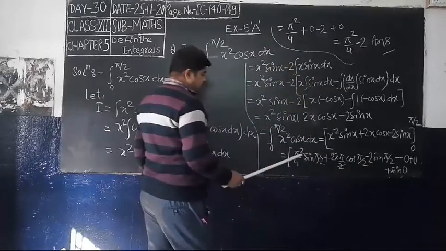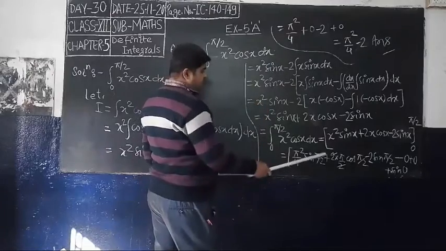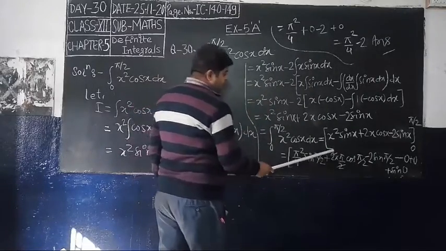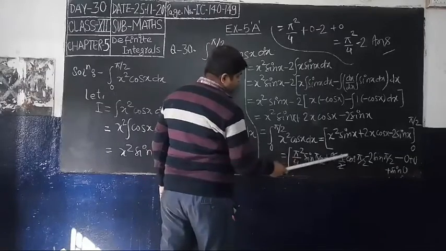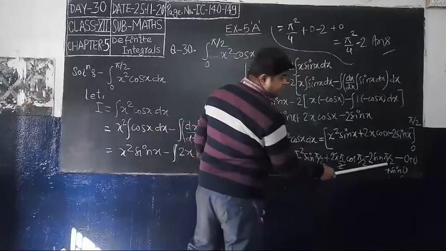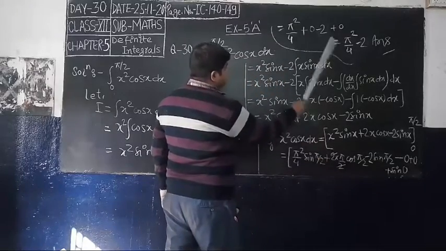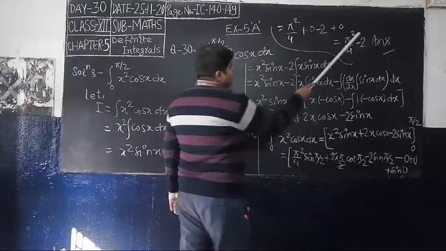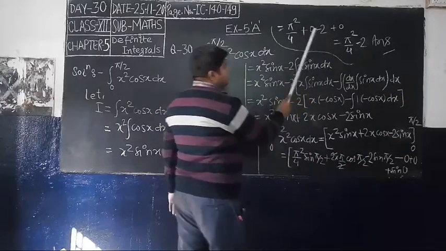Now the final answer is pi square by 4, sin pi by 2 is equal to 1, so it becomes pi square by 4. 2 cancels out, pi cos pi by 2, cos 90 is 0, so it becomes 0, minus 2 sin pi by 2, sin pi by 2 is equal to 1, so this becomes minus 2, plus this term of 0. So your final answer is pi square by 4 minus 2.